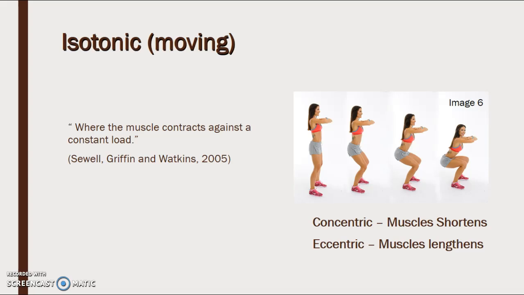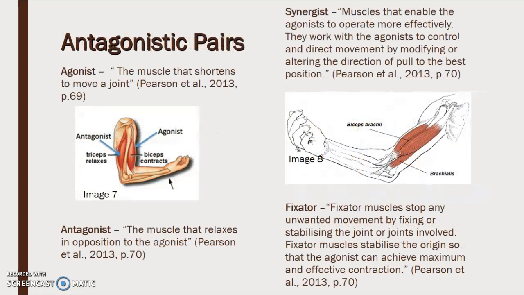So looking at antagonistic pairs, starting with the agonist, the muscle that shortens to move a joint, so it's also considered the prime mover, and it also controls the movement of the action through contracting. And then the antagonist is a muscle that relaxes in opposition to the agonist, and this returns a joint to its natural position and relaxes and lengthens. But if it didn't do that, the movement would not be able to happen.